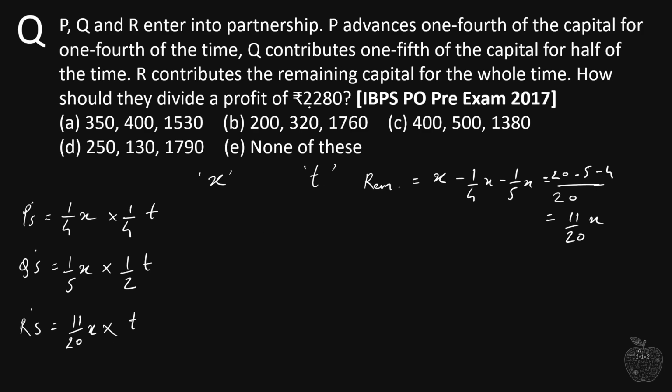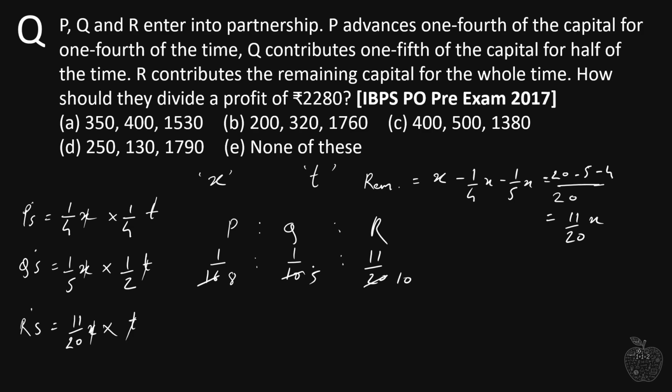How should they divide the profit of 2280? Now the profit will be divided among P, Q and R on the basis of their investment and the time period of their investment. So the ratio of P, Q and R that we get here is, let's first get rid of this X and T as well. So we get 1 by 16 is to 1 by 10 is to 11 by 20. Now this can be simplified with 2. So 2 8s are 16, 2 5s are 10, and 2 10s are 20.